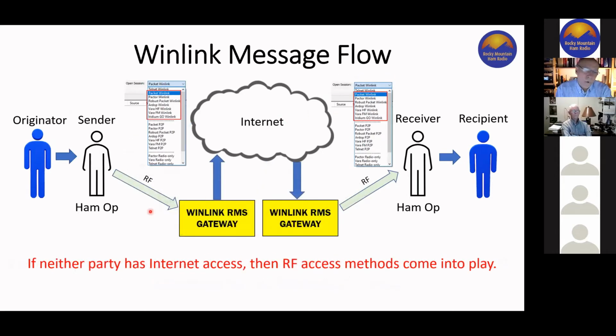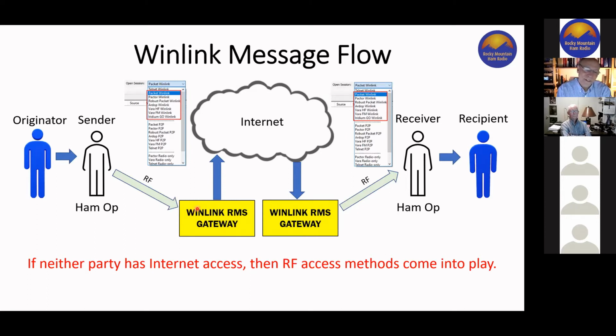Then you have the situation where neither the originator nor the receiver has internet access. So they both have to access an RMS gateway. They're both using RF in order to get to the CMS servers out on the internet. Now, these gateways obviously do not have to be the same gateway. This one could be an HF gateway. This one could be a VHF gateway. It doesn't matter what frequency they're using for RF. It has no effect whatsoever. They just need to be on the right frequency for whatever Winlink RMS gateway they're using.